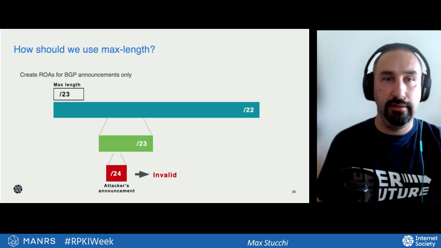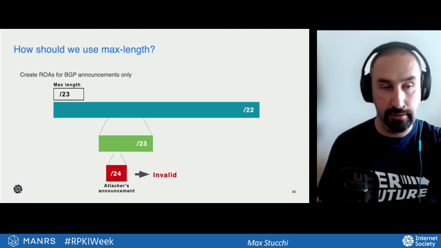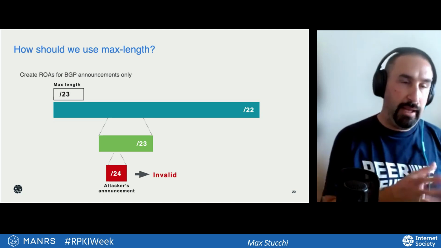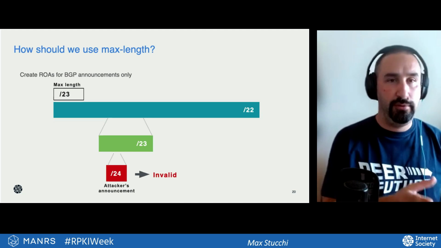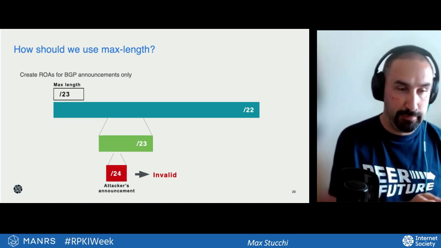Now, there are some considerations to make here. So the main suggestion is to follow what you have in the route objects. Follow what you have now in your specific BGP announcements.